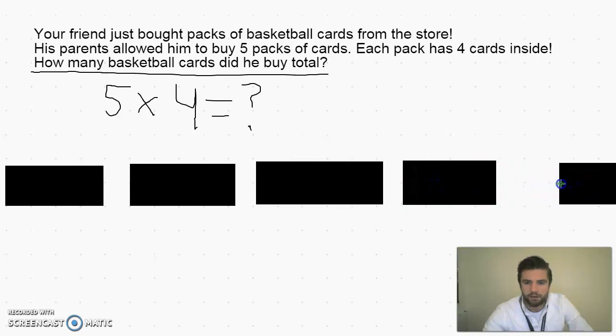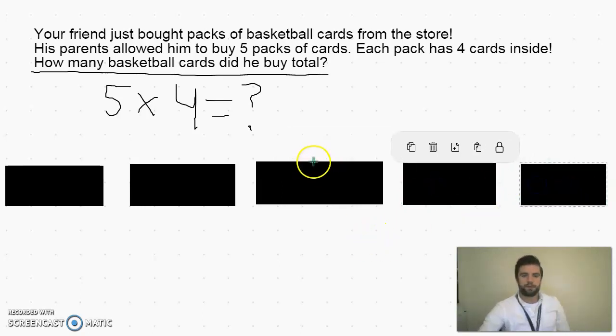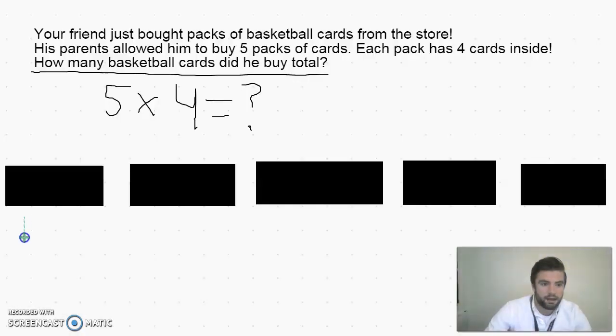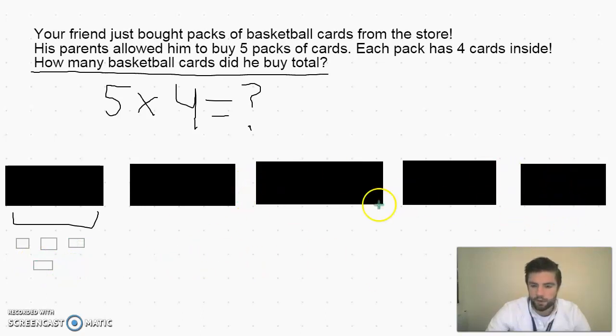Now what do we do? These are kind of like our groups. What we do now is we take these packs of cards and we put 4 cards inside of them. So we know inside each one of these packs is 4 cards. Here's what I'll do to represent the cards. I'll just make smaller rectangles. 1, 2, 3, 4. And then I'm going to do that 4 more times. So each pack is getting 4 cards.